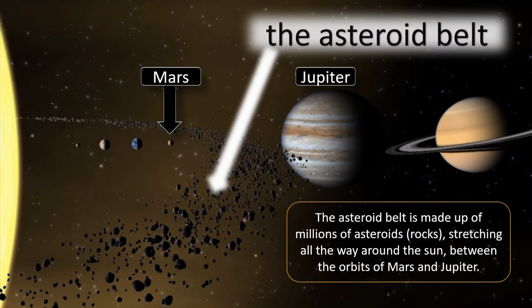So what else do we have in the solar system? Well, between the orbits of Mars and Jupiter, we have the asteroid belt. The asteroid belt is made up of millions of asteroids, which are rocks, stretching all the way around the Sun between the orbits of Mars and Jupiter.